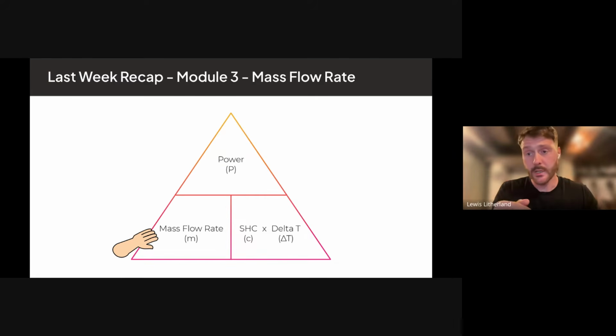If you're trying to find out what power is, you cover that one up, and because the mass flow rate, SHC and delta T are all next to each other, it's just a multiply. So again, that's how the triangle works. Same as the Ohm's law triangle, same as some of the triangles I'm going to show you today as well. Everything has a relationship with each other, so if you follow that logic, you won't go far wrong today either.